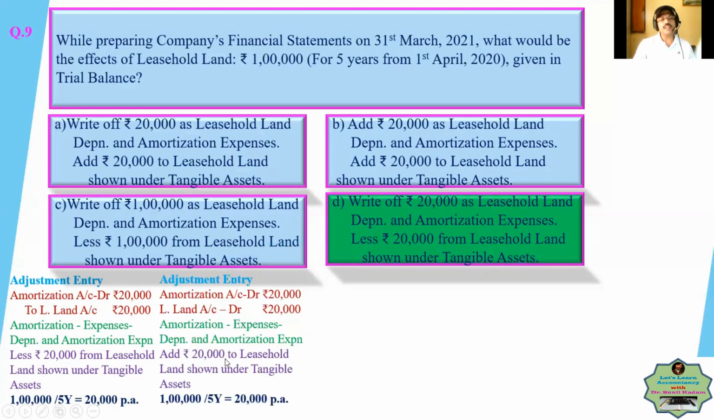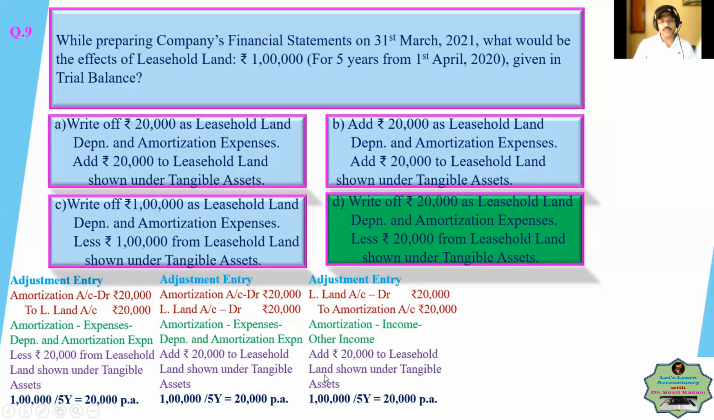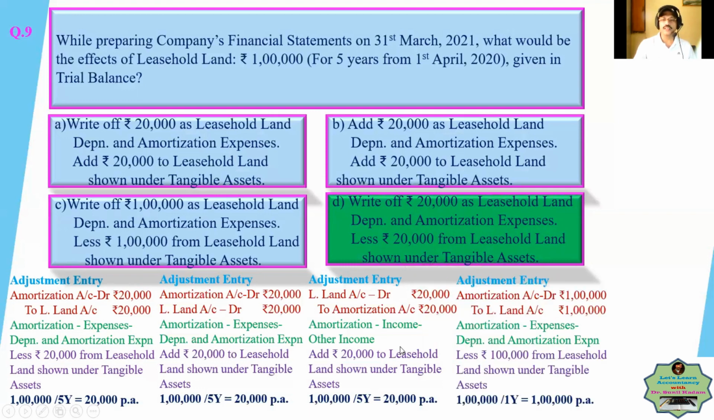So the second one is an incorrect journal entry with the correct amount. The third option is a correct amount, but an incorrect entry, because they have debited the leasehold land and credited the amortization. That's why it is incorrect. And the other is a wrong amount: correct entry with the wrong amount. Hence, these three are incorrect. This one is correct. Hope you are understanding it.